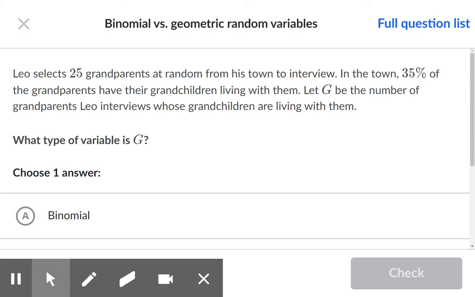So here, what we are doing is this. Binomial random variable versus geometric random variable. First things first, I need you to recall that for binomial, remember the BINS. B is binary outcomes, that means two outcomes, either success or failure.